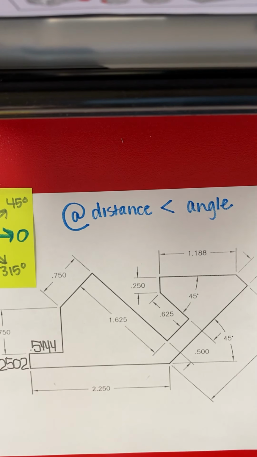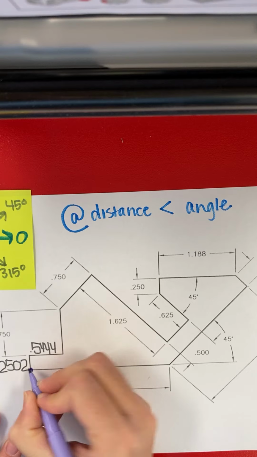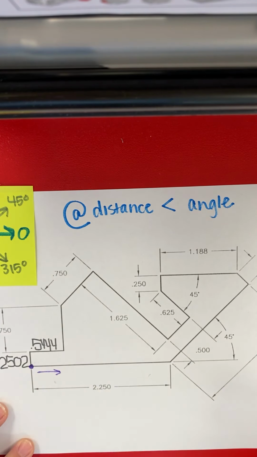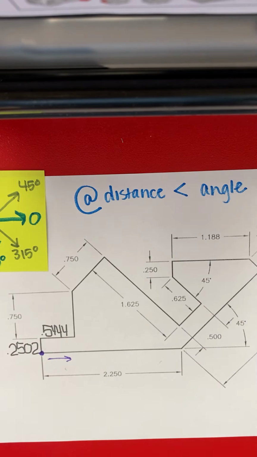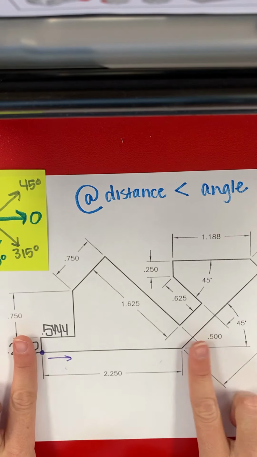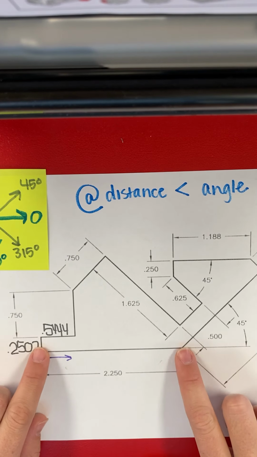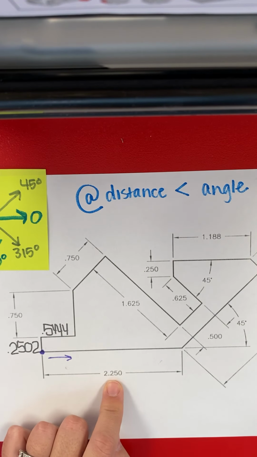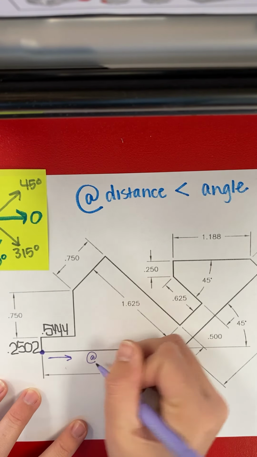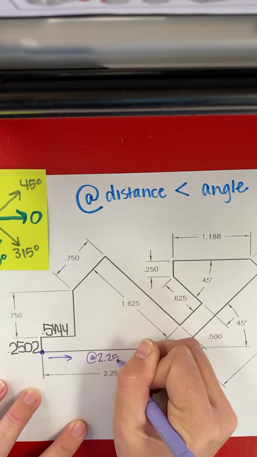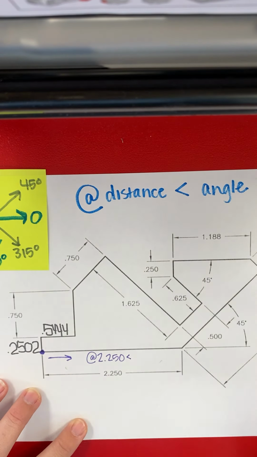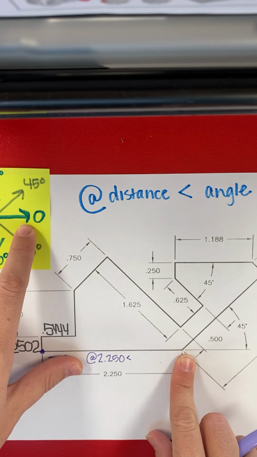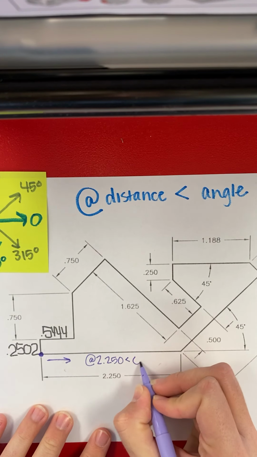For instance, if I was going to start down here at this lower left-hand corner, I want to go to the right. First, I need to calculate how long that line is. So I'm going to look at the dimension lines. If you pull straight down, we have the 2 extension lines. That line length is 2.25. So I would type in @2.25 less than the angle we want to travel. That angle is straight to the right, so that would be 0 degrees.